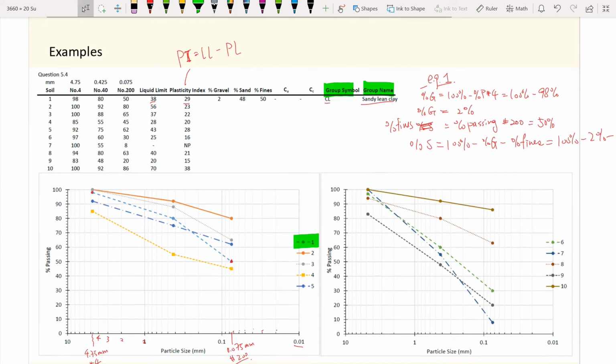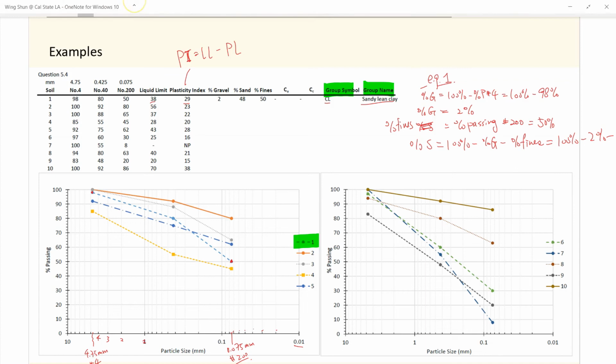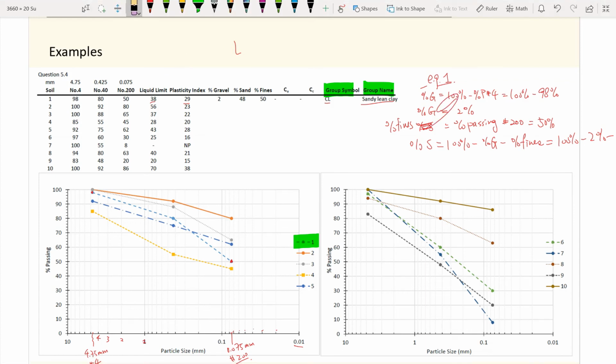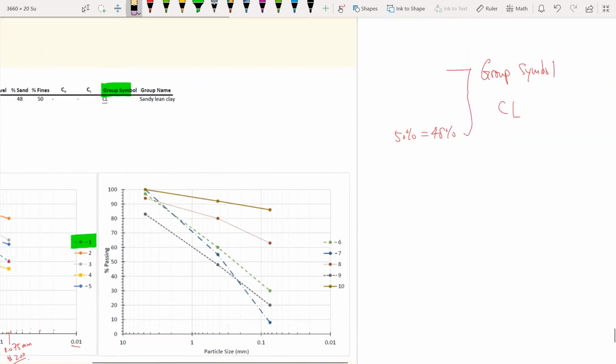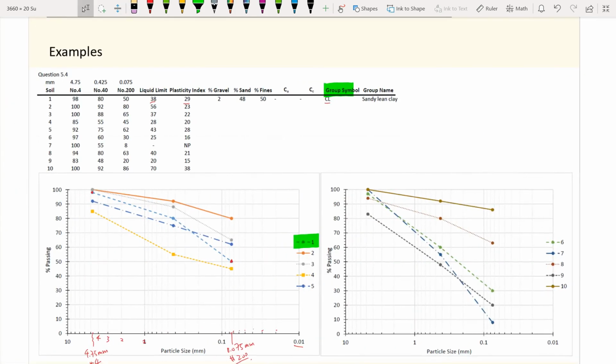Okay, so let's try one more example. Let's try example number 4. So we are here now. We are on the yellow line. So the first step again, for number 4, is to put down the percent gravel.